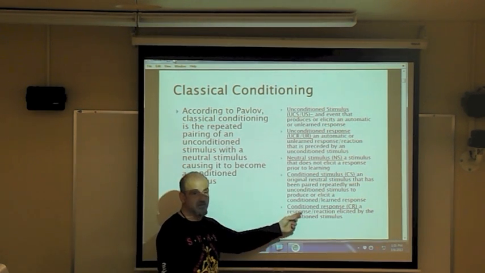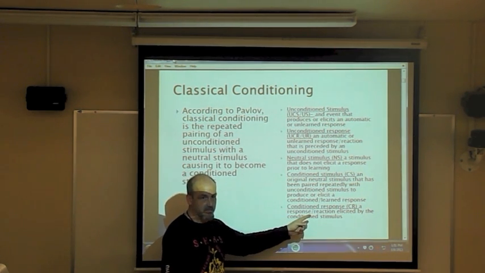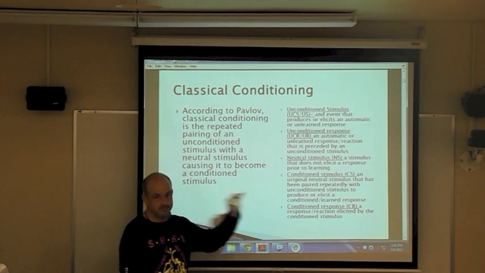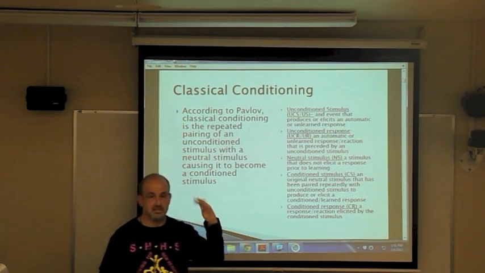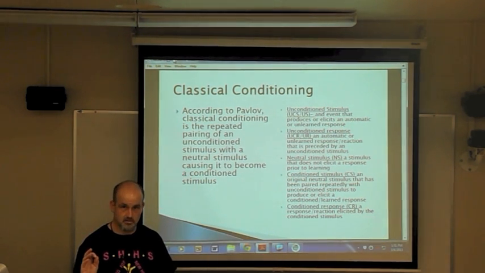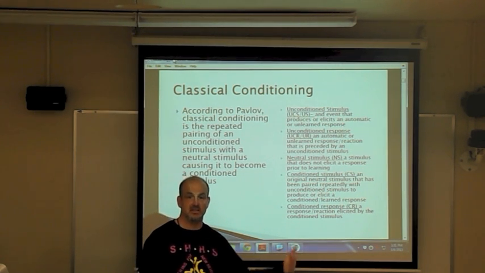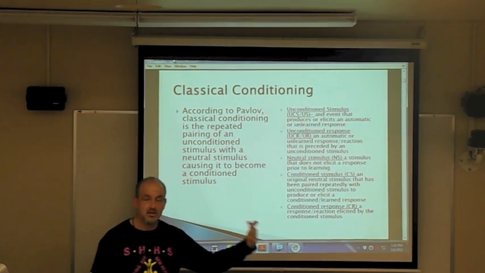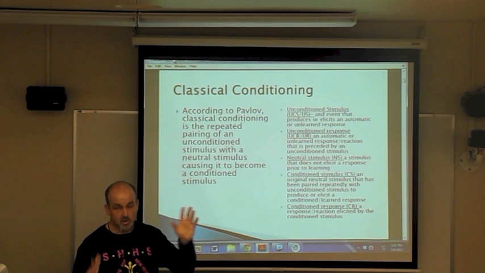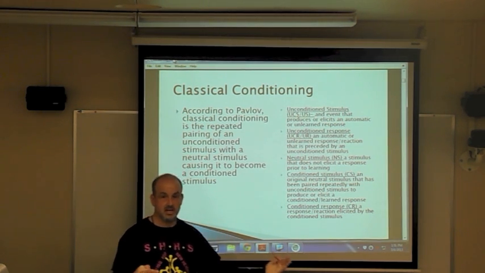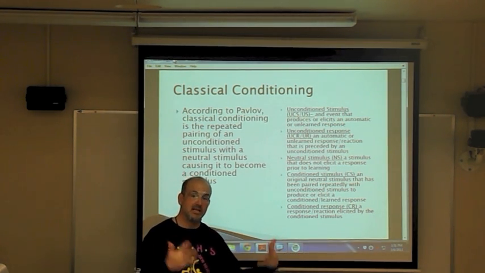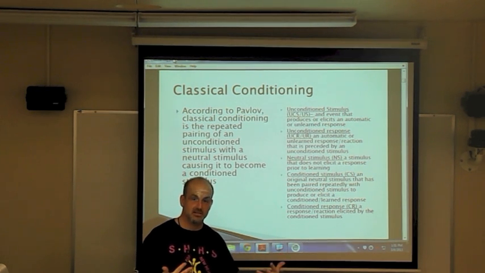Now, conditioned response is a learned response. So if the dog salivates every time now it sees its bowl, it has learned that when it sees its bowl, it's going to get food. So the response to the conditioned stimulus is called the conditioned response. The dog learned that every time it sees a bowl, the stimulus, it's going to get a treat or food. It salivates. It's a learned response. It's learned to respond to the bowl.